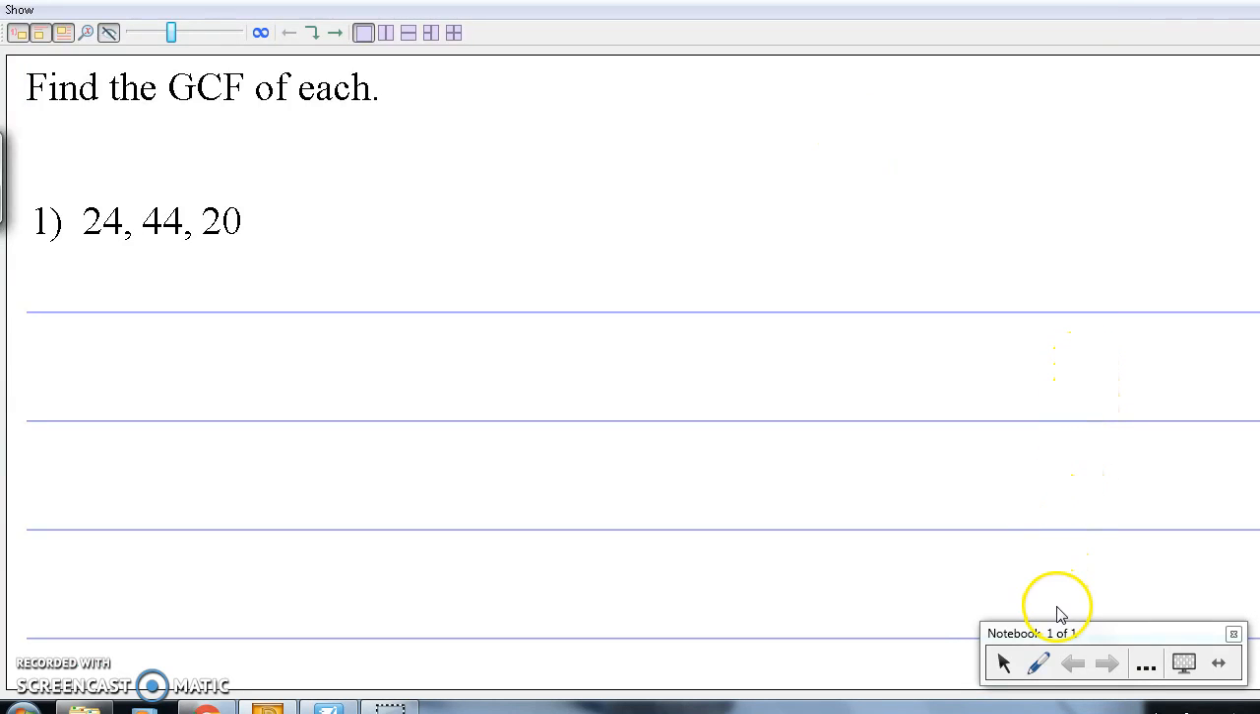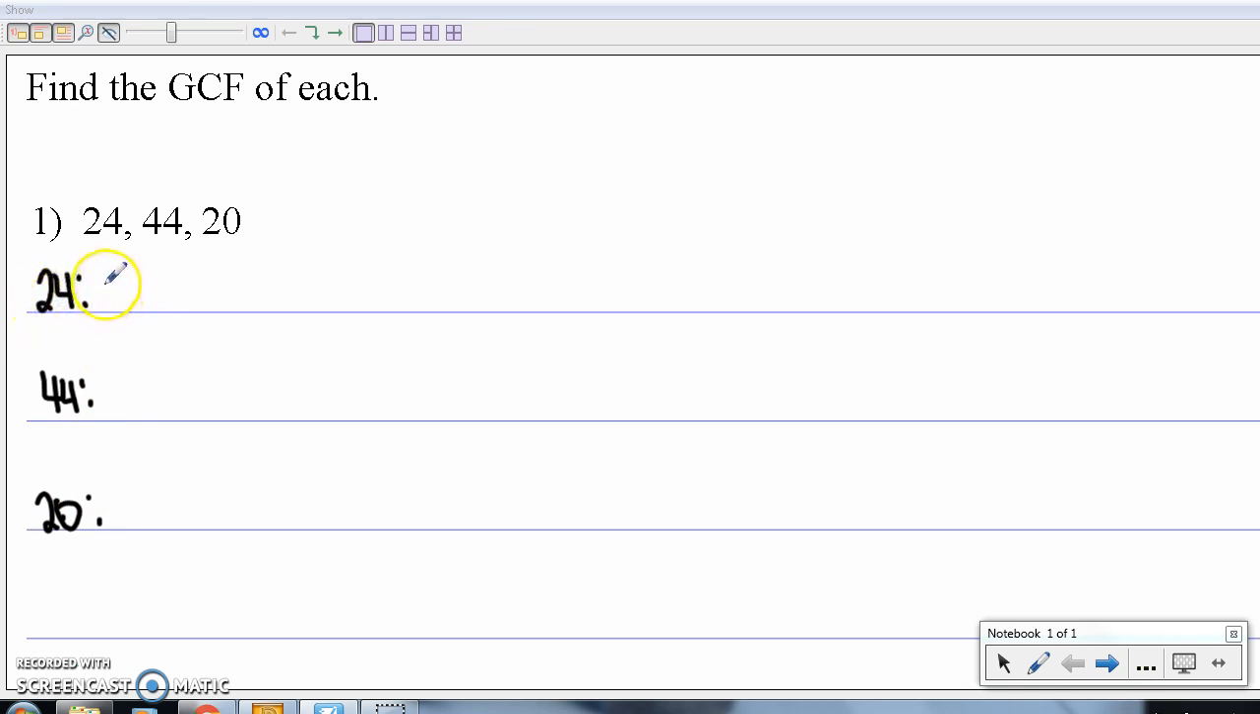Today we're going to quickly review how to find the greatest common factor of three numbers or two numbers. And there are a couple of methods you could follow. The first method would be to list every factor of each of the numbers in your list.